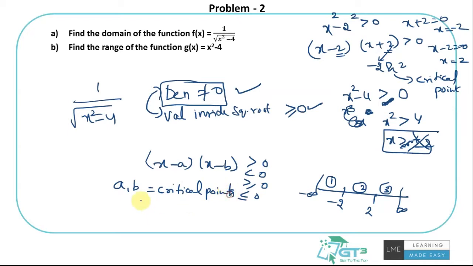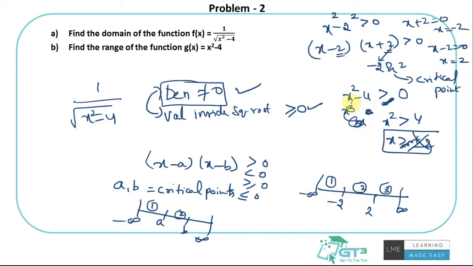Once I know them, on the number line from minus infinity to infinity, mark a and b, the smaller and then the larger. From minus infinity to a, I will see one type of sign. The entire zone will have either positive or negative. The a to b zone will have the alternate sign. If this is positive, this should be negative and then positive. Negative, positive, negative. That's how the signs will change.